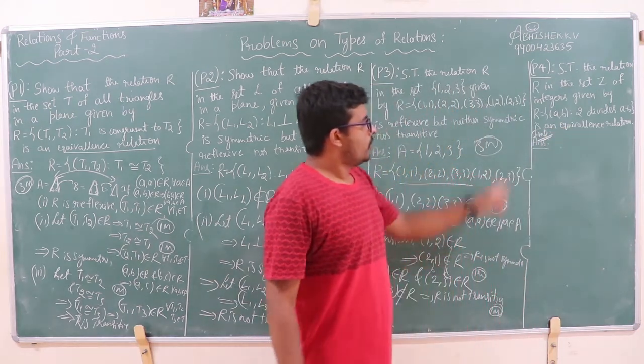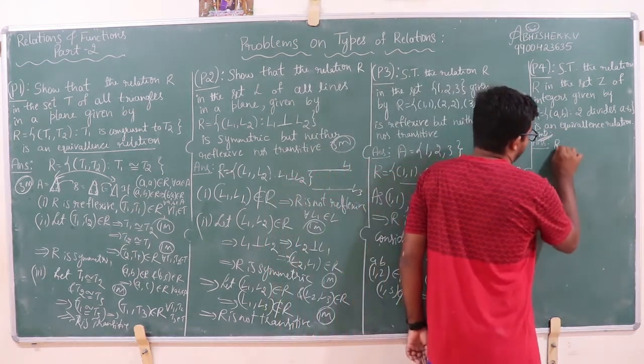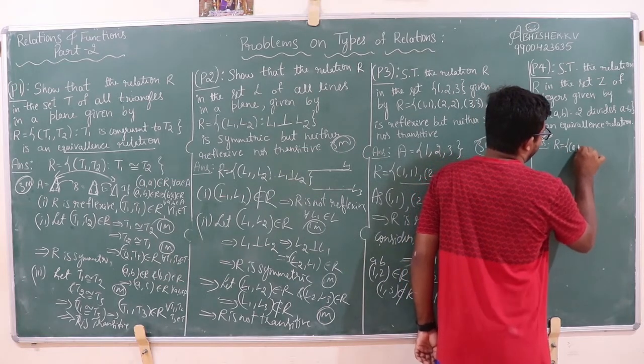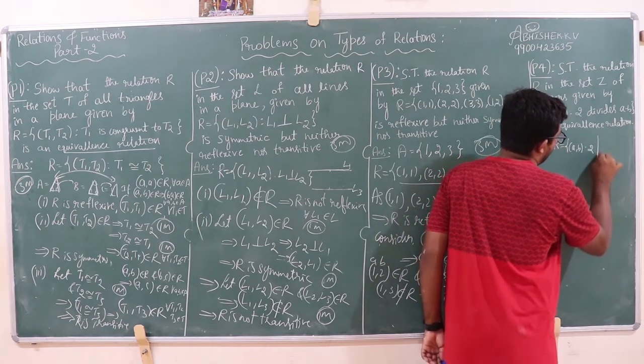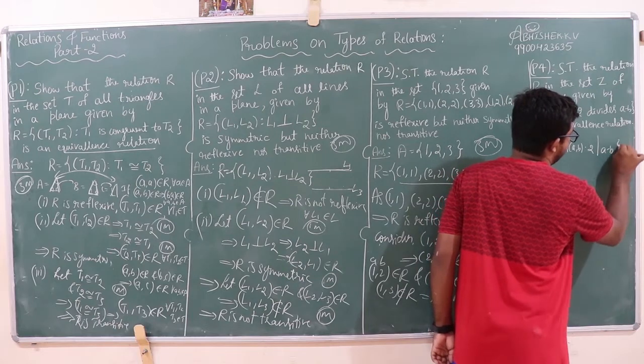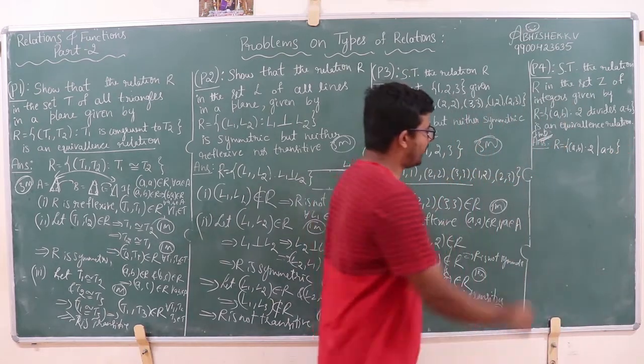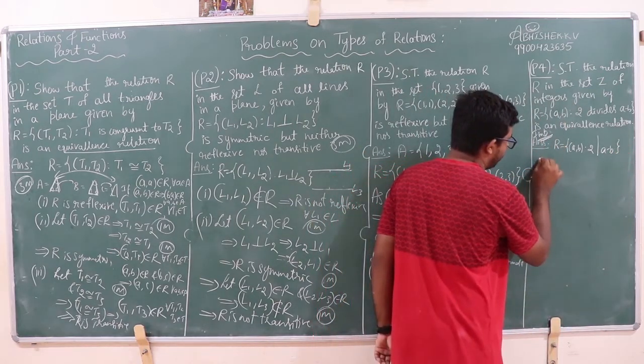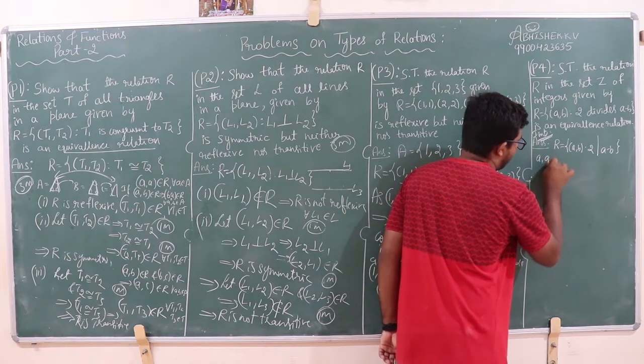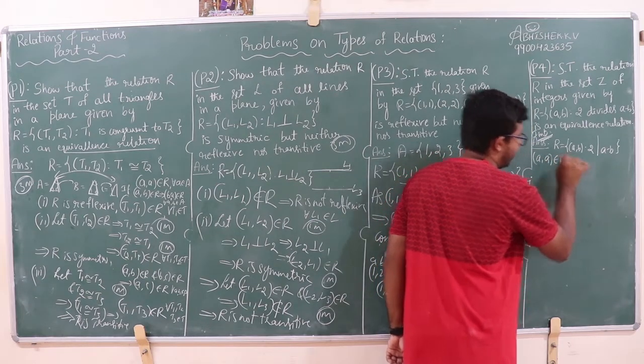Yes. Consider the relation R. R is equal to (a, b) such that 2 divides a minus b. This is the given relation. For reflexivity, what do we need to take? We need to take (a, a) belongs to the relation R.